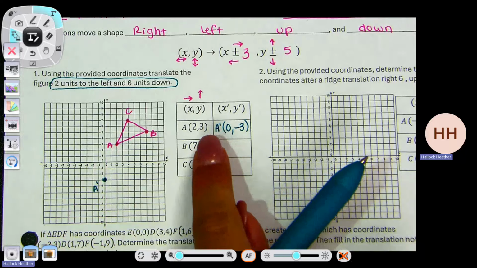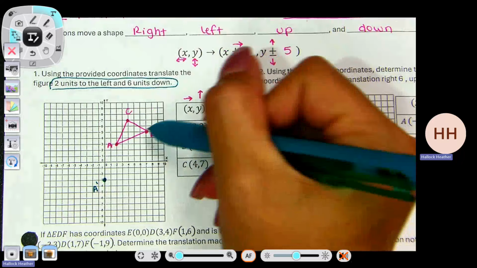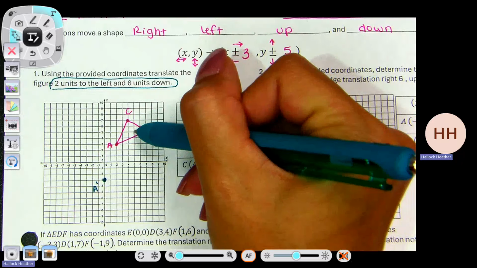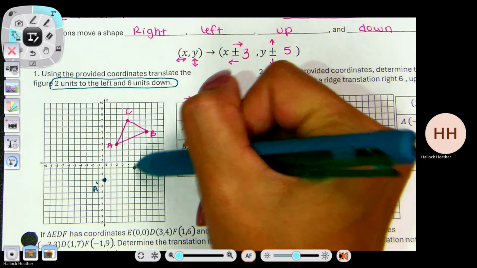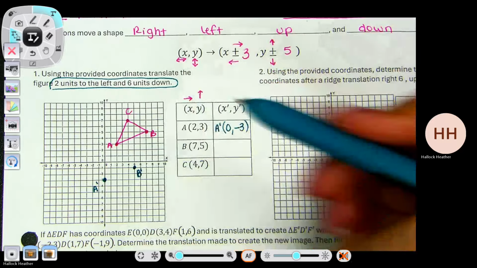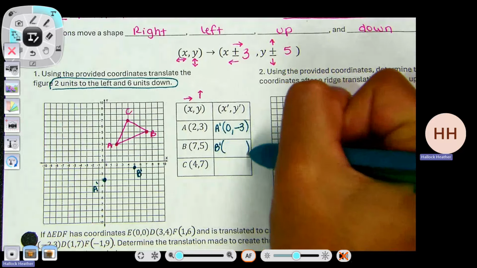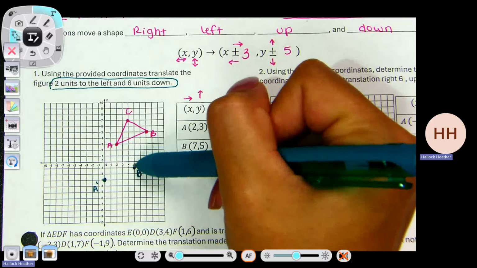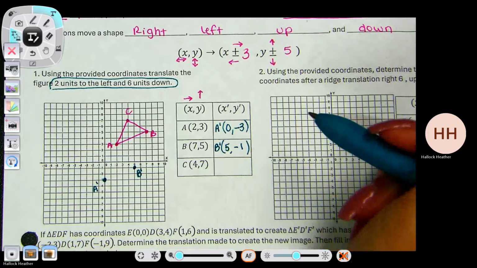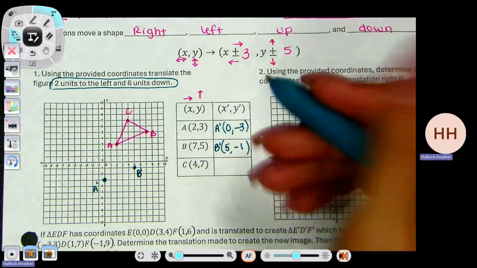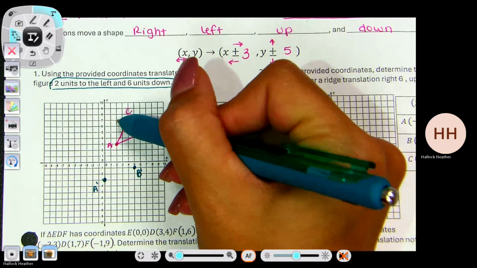So I put a little 1 next to it. It just means A prime. That's what it's called, A prime. It's like the new A. I'm going to do the same thing for B. I'm going 2 to the left, 6 units down. So the new B, B prime, should be at 5, -1. C, I go 2 to the left, 6 units down.